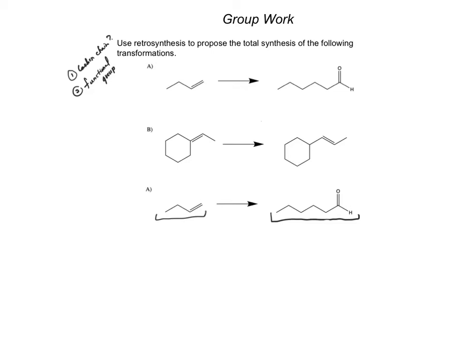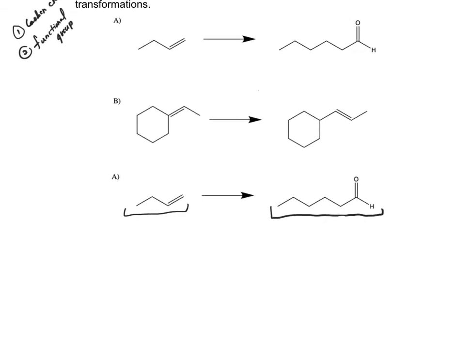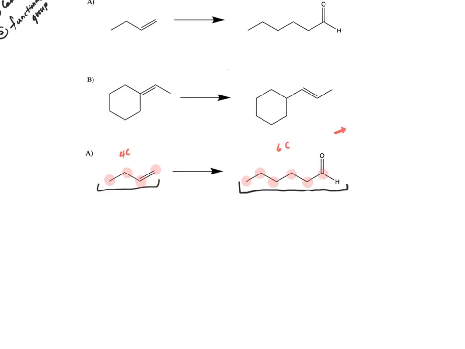First off, what happens to the carbon chain? For A, we have 1, 2, 3, 4 carbons, so we have a 4-carbon compound. As we move to the product here, we've got 1, 2, 3, 4, 5, 6 carbons. So yes, the first question, what happens to the carbon chain? The answer is we extend the chain by 2 carbons. Okay, so we do change the carbon chain.